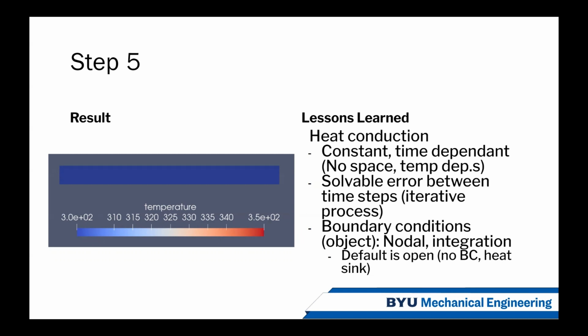Based on our iterative processes, Moose will actually give us an error output so that we can know by what amount we could be off. But we do have the opportunity to integrate even over boundary conditions. The default is that there is no boundary condition, so it's a heat sink. But if needed, we could add that to our conditions.